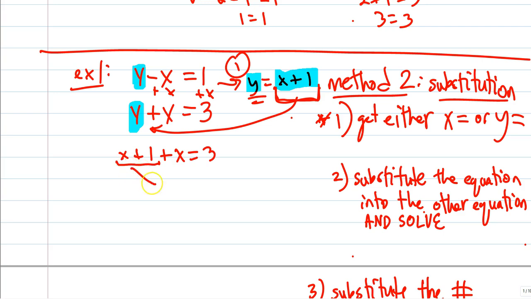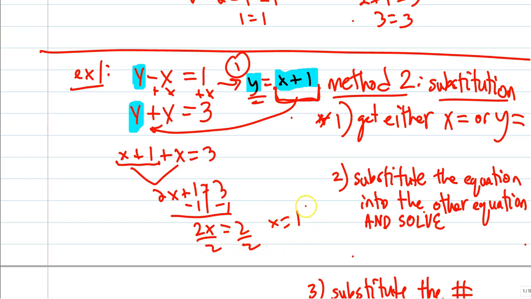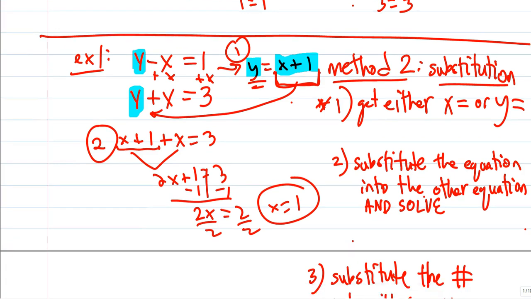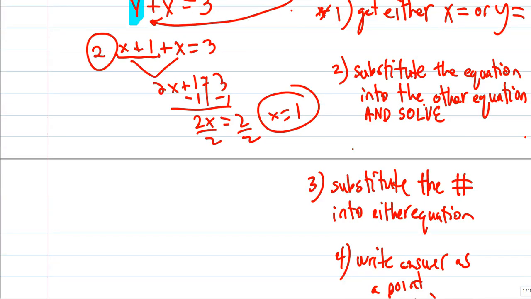How do we solve this? Well, these are on the same side, so they combine to give me 2x plus 1 equals 3. Minus 1, minus 1, 2x equals 2. Divide, divide, and x equals 1. All done, right? Well, no, that was just step 2. See, this was step 1, getting a variable by itself. Step 2, substitute and solve. But x equals 1 is not a solution. Remember, our solution is supposed to be a point. What do I do with that 1?